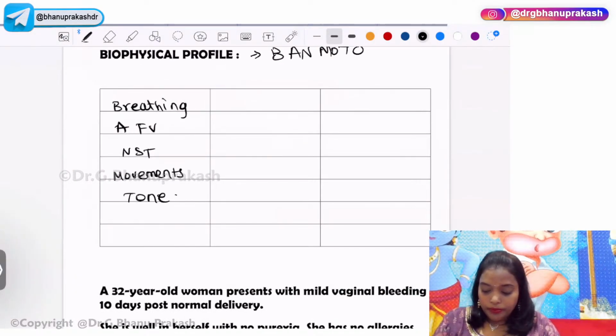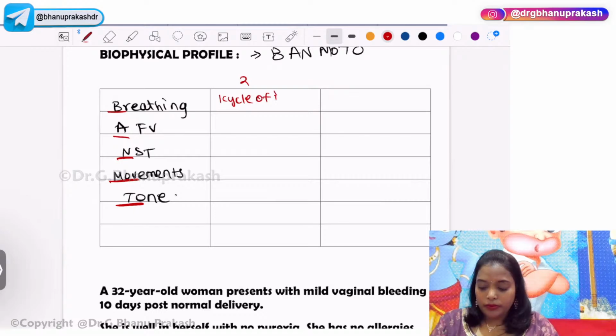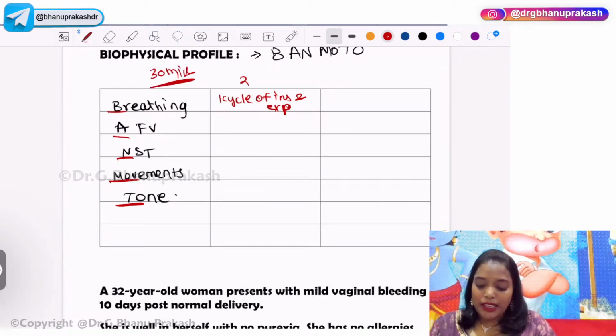Tone. See, BAN-MO2. If the fetus has one cycle of inspiration and expiration in a 30 minute ultrasound, lasting for 30 seconds, then you give a score of 2. If not, you give a score of 0.